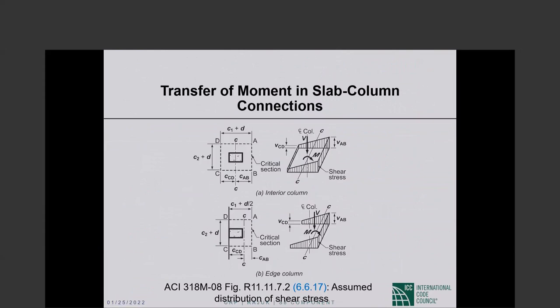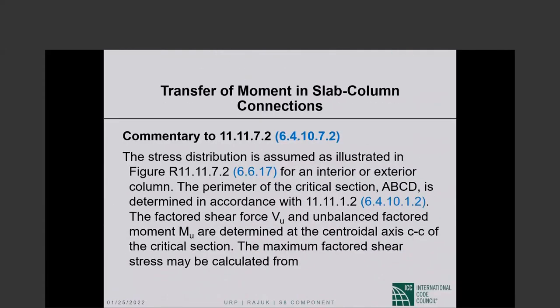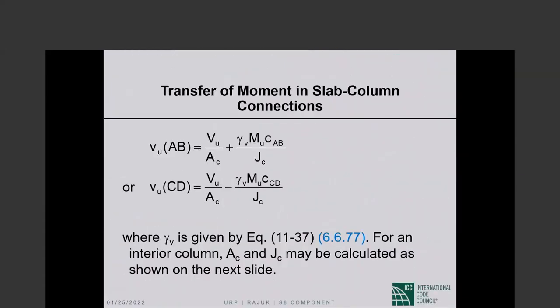Okay, so what is shown on this picture we have discussed already. So this is the combined shear stress due to direct shear and the unbalanced moment transfer. The stress distribution is assumed as illustrated in the figure that I just showed you for an interior or exterior column. The perimeter of the critical section ABCD is determined. I think this you can read. Okay, so this is to make it more specific, if you like.